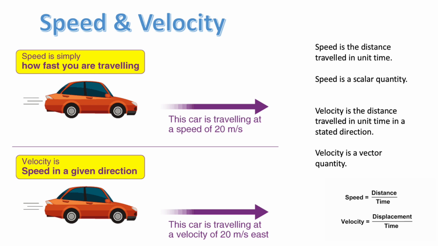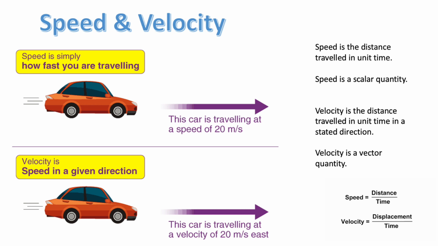Velocity is speed in a given direction. You can say this car is traveling at a velocity of 20 meter per second east. Velocity is the distance traveled in unit time in a stated direction. Velocity is a vector quantity.